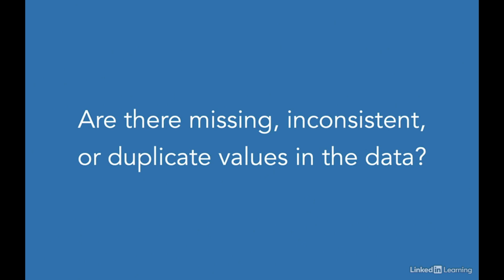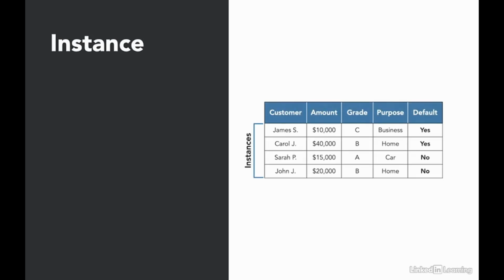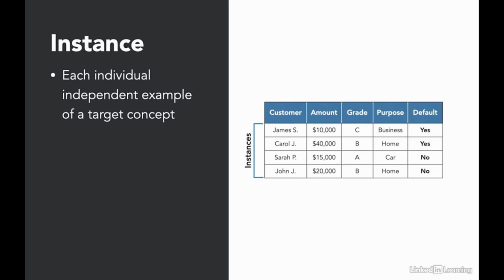In machine learning, we use certain key terms to describe the structure and nature of our data. The term instance refers to a row of data. An instance is an individual independent example of the concept represented by the dataset. A dataset consists of several instances.